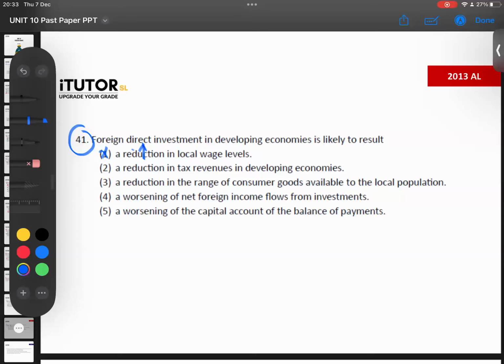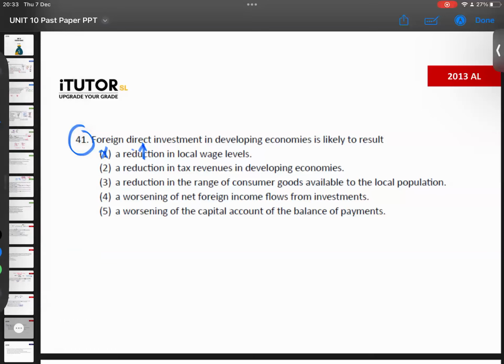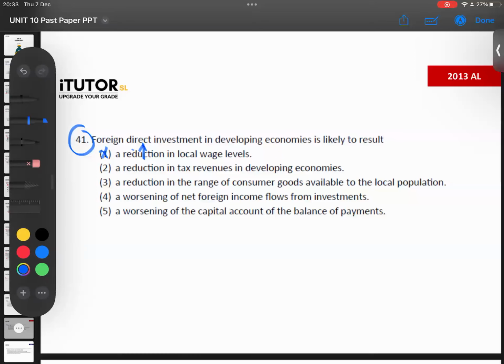Then Lamai, can you tell if the third one is correct? What about the third one? Reduction in the range of consumer goods available. Is that correct? No, no. If Nike and all of them come and start factories, there won't be a reduction, there will be more and more consumer goods.